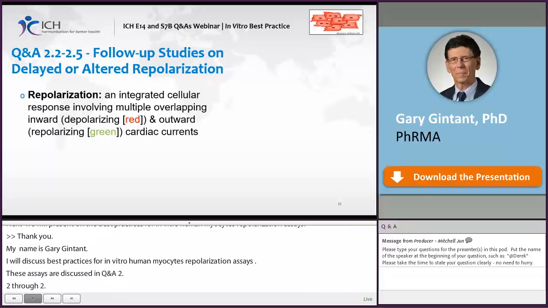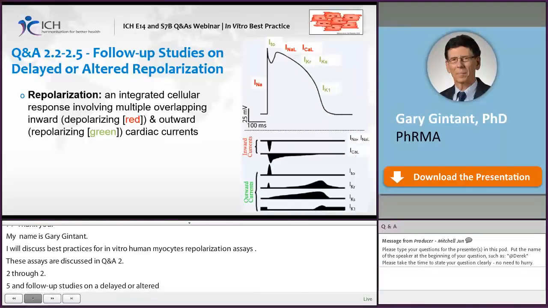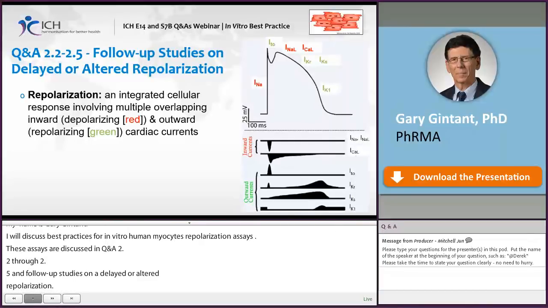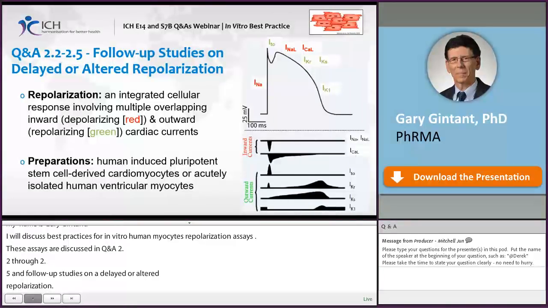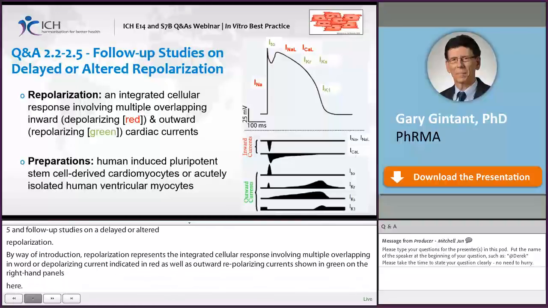By way of introduction, repolarization represents the integrated cellular response involving multiple overlapping inward or depolarizing currents indicated in red, as well as outward repolarizing currents shown in green on the right-hand panels here. And we're looking at repolarization here with human induced pluripotent stem cell-derived cardiomyocytes or acutely isolated human ventricular myocytes.